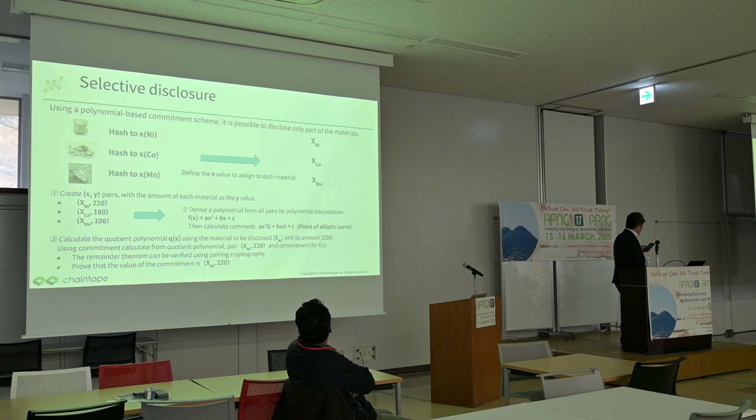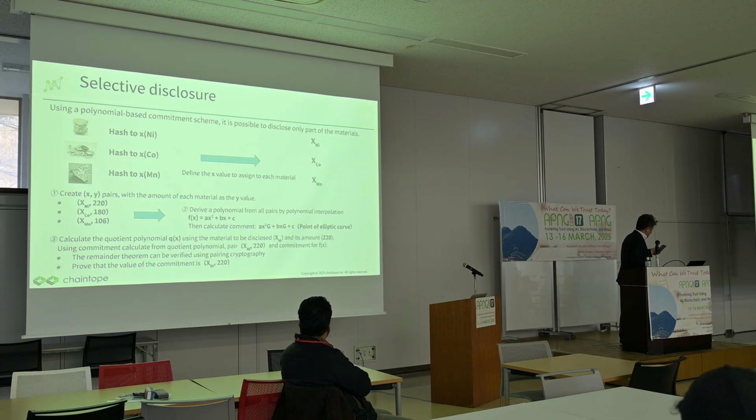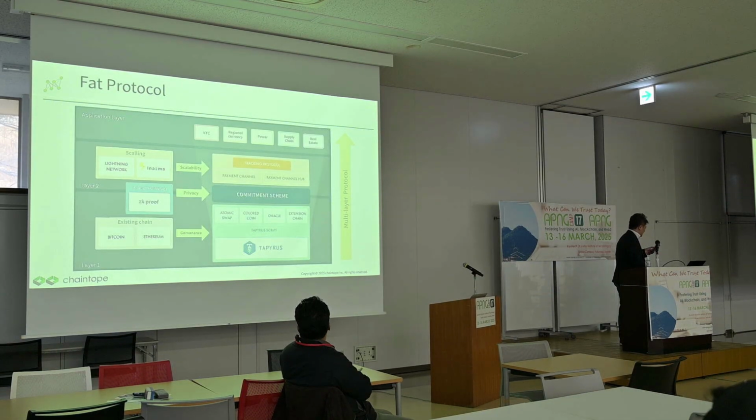Furthermore, by changing the commitment scheme, it is possible to disclose only parts of the materials, like only manganese. One possible approach is a recently published pairing-based polynomial commitment scheme, like KZG. For lack of time, I will skip this scheme.